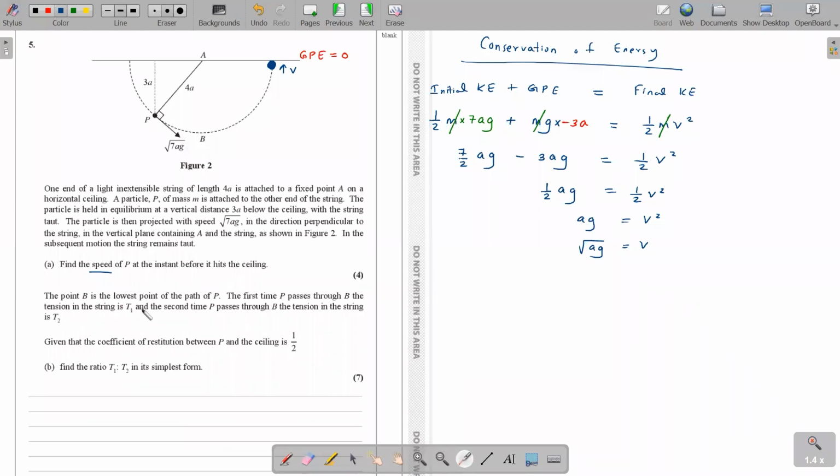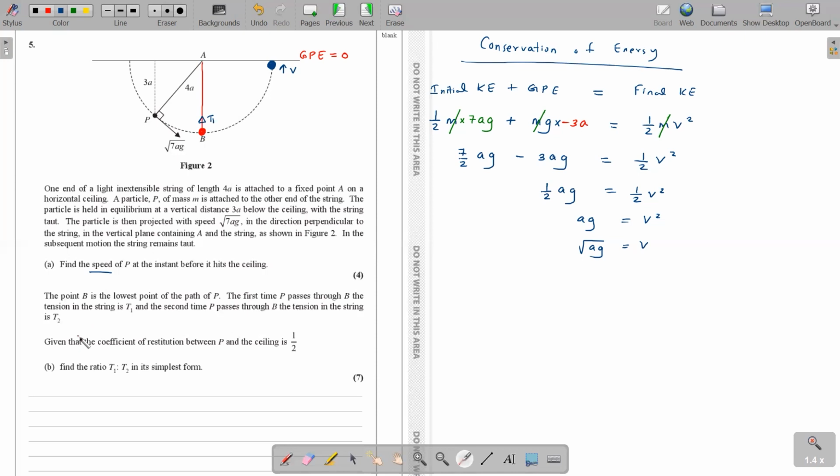The point B is the lowest point of the path of P. We can see that they mark the lowest point as point B. The first time P passes through B, the tension in the string is T1. The first time means before it hits the ceiling, right? And then they say the second time P passes through B, the tension in the string is T2. Okay, how is that happening? Why do you think the tensions are changing?